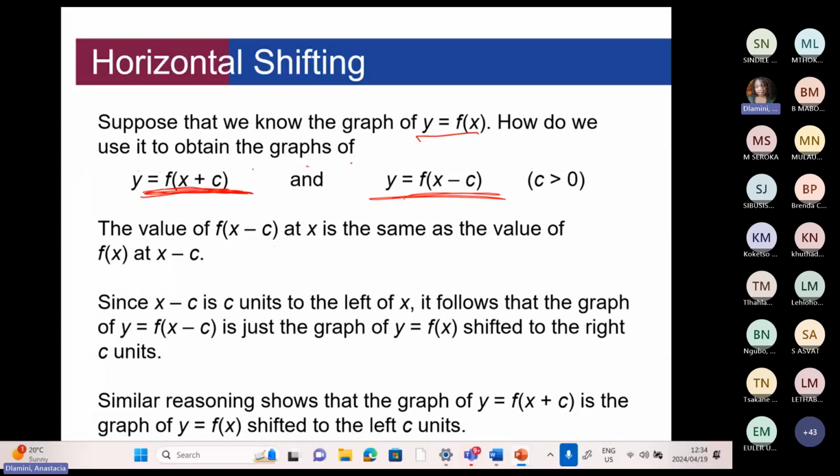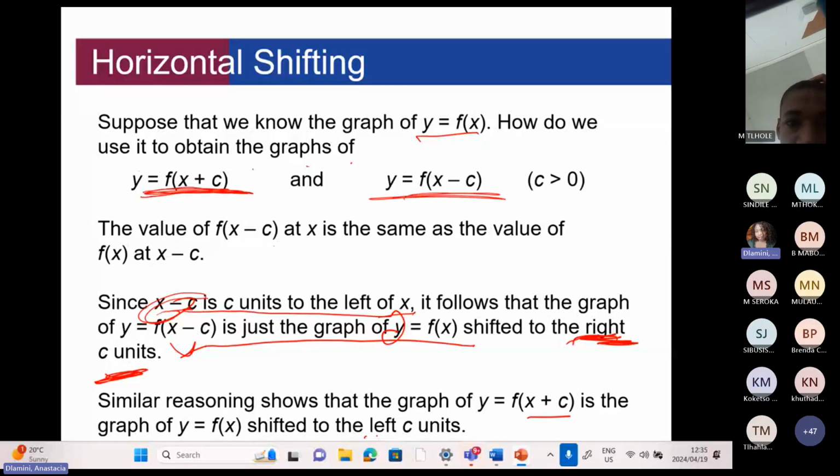Do you hear that, guys? Yes, ma'am. So they're saying that this point is C units to the left, but when you substitute this point into the graph, it's just the graph shifted to the right C units. The point is C units to the left, but the graph is C units to the right. A similar reason shows that the graph of F of X plus C is the graph of F of X shifted to the left. So we're adding here, so this will be to the left.